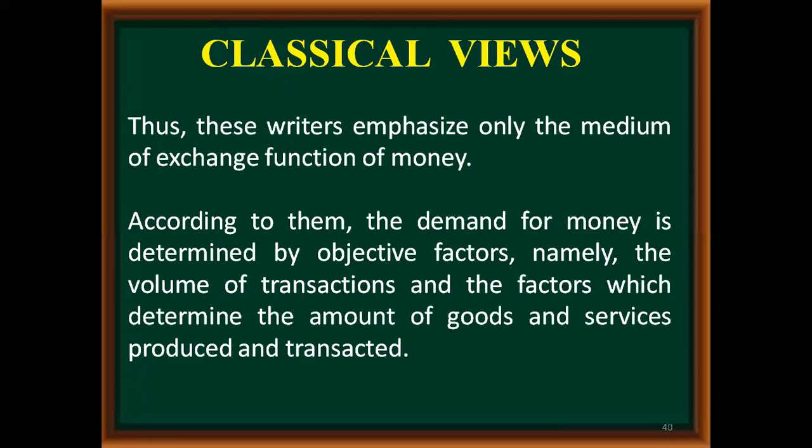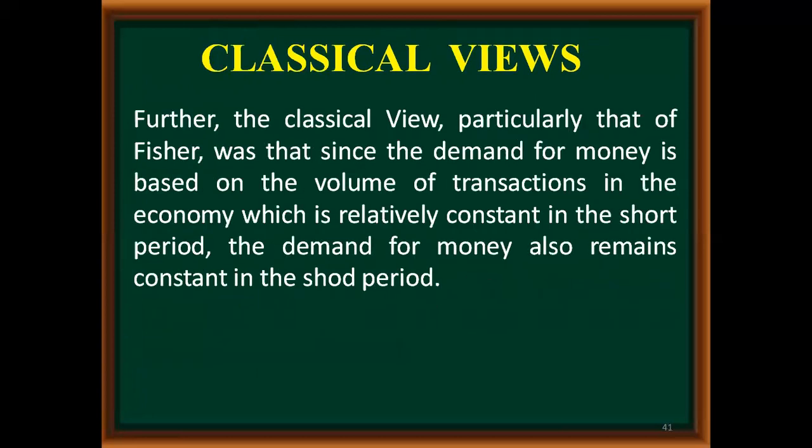Objective factors are known as the volume of transactions and the factors that determine the amount of goods and services produced and transacted. That means those factors which affect the quantity of goods produced and purchased will determine the demand for money. So the factors which affect demand for goods and services will also affect the demand for money. That is why it is indirectly related to the quantity of goods and services.